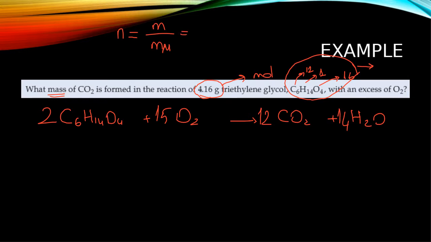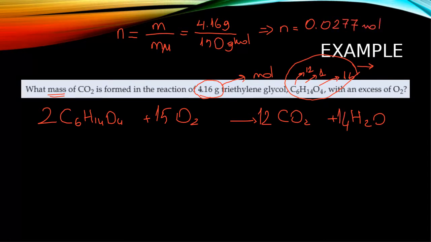If you want to find that mole, you will write this. This is 4.16 gram. And what's that? The triethylene glycol. Is there anyone calculate that? I will check my notes. What's that? This is 150 gram divided mole. Yes, that's right. And then you will find that triethylene glycol mole will be 0.0277 mole. This is that triethylene glycol mole. So you have that mole.